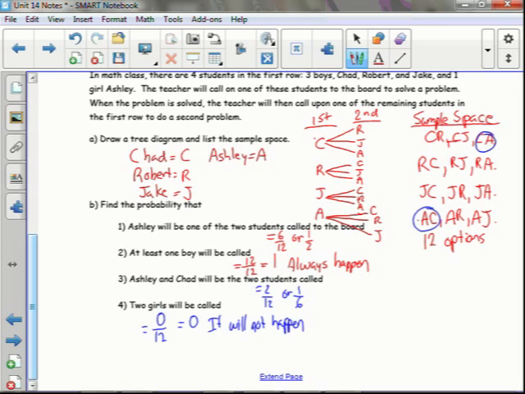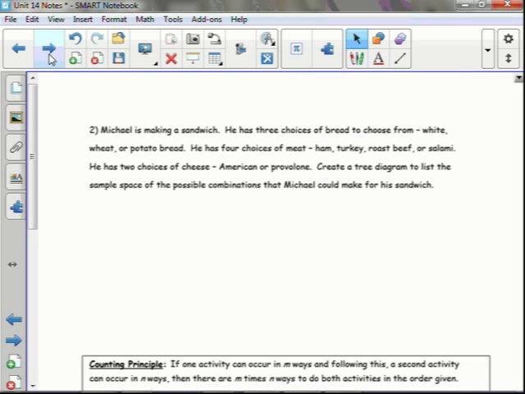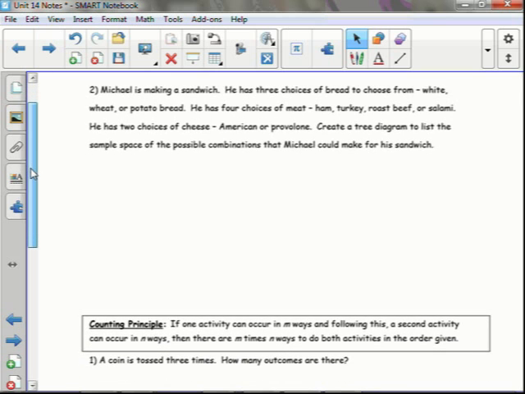Okay, so when you have a probability of 1, it always happens. A probability of 0, it never happens. All right, so let's try this one here now.